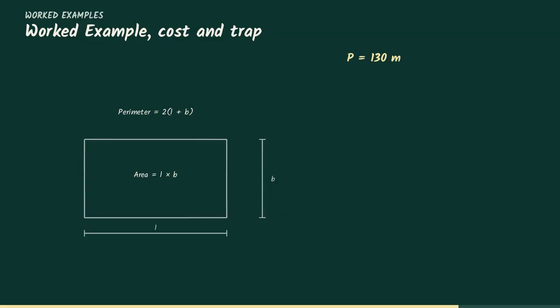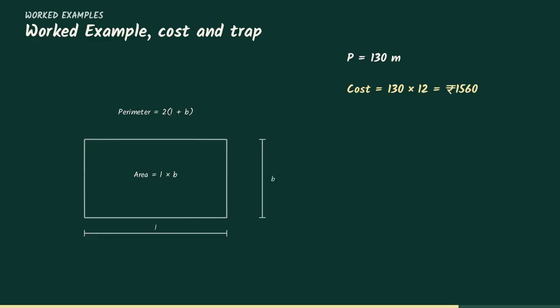Turn the fence length into rupees and name the trap. Cost is 130 times 12, which is 1,560 rupees. The trap is multiplying the area by 12. That uses the carpet number for a fence job.